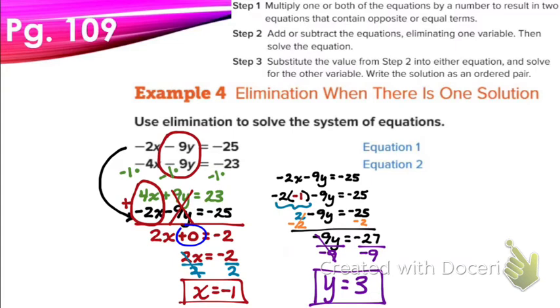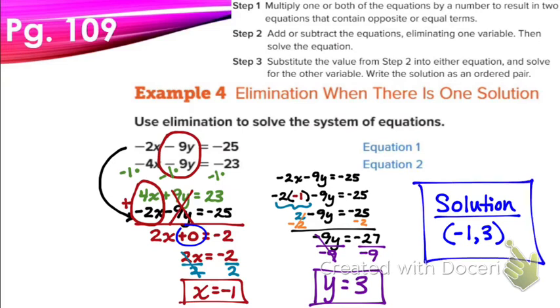What is my solution then? Negative 1, 3. My solution when I have two linear equations is going to be the ordered pair with the x part first and then the y part. Awesome. What questions do you have about this one before we go look at another example? Any questions? All right. Top of the next page for us.